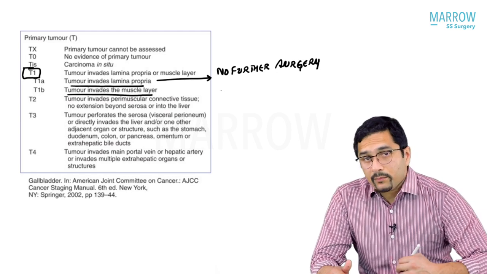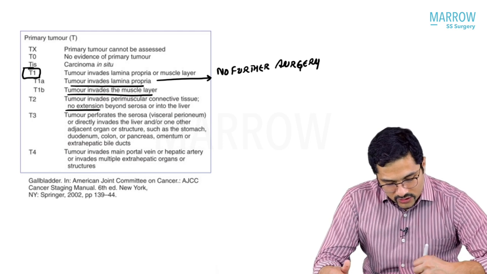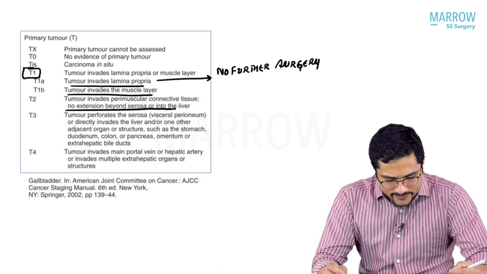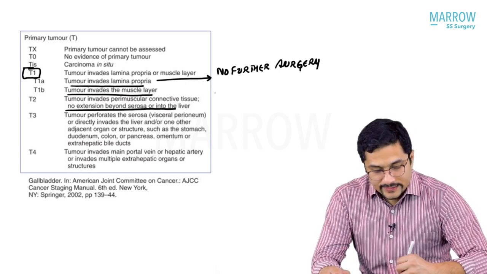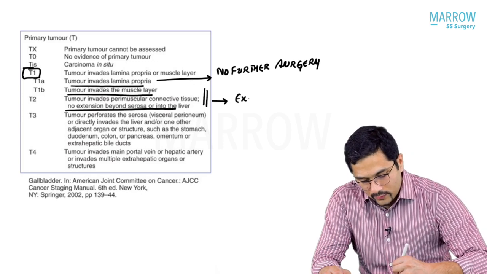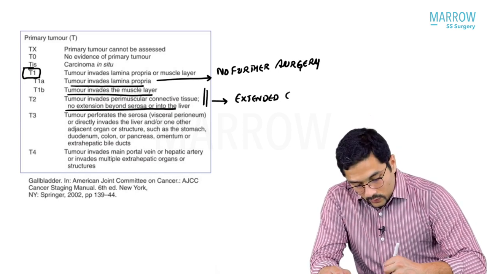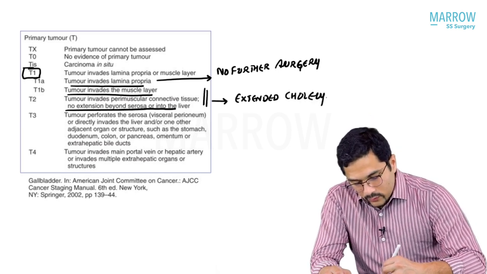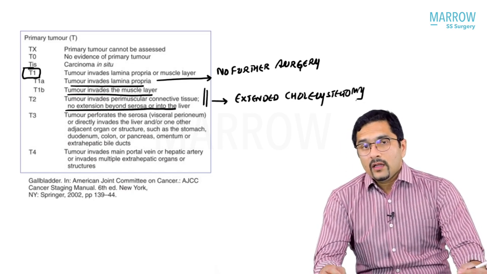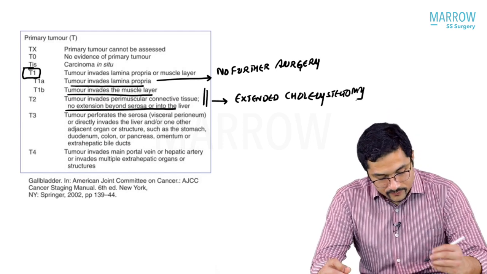But if it is a T1B disease that is involving the muscle layer, or it is T2 which invades the perimuscular connective tissue and there is no extension into the serosa, in these patients you will need to do an extended cholecystectomy where you then remove segments 4B and 5 of the liver, and you clear the lymph nodes along the hepatoduodenal ligament as well.